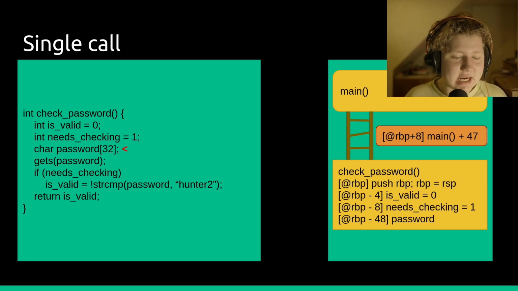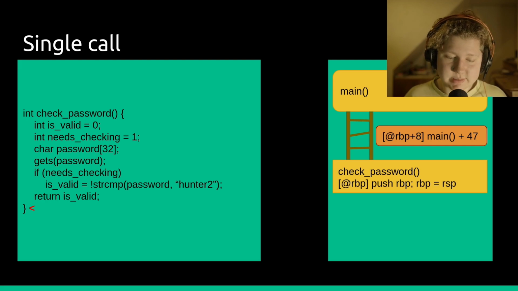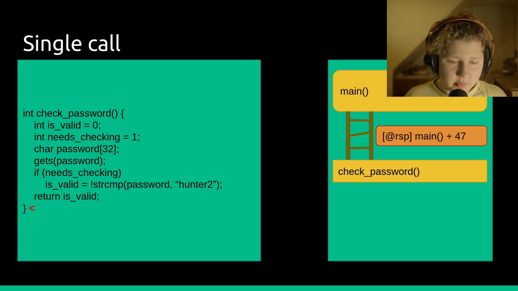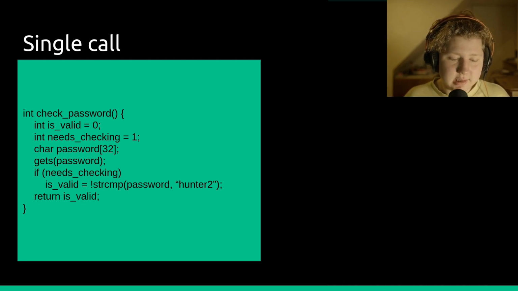And as far as the stack frame is concerned, nothing else matters in this function. Upon return, the stack pointer goes back up to the base pointer, which then gets popped. And finally, the return instruction jumps back to main, leaving this entire function behind.